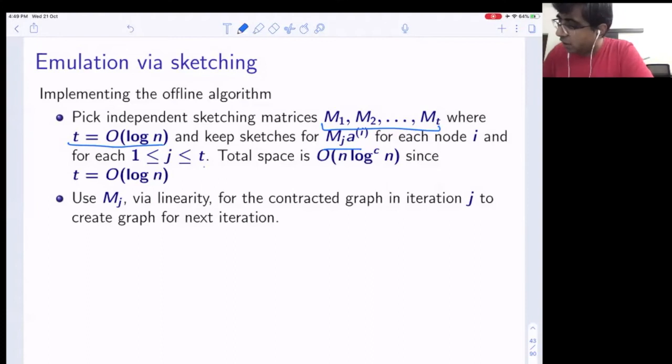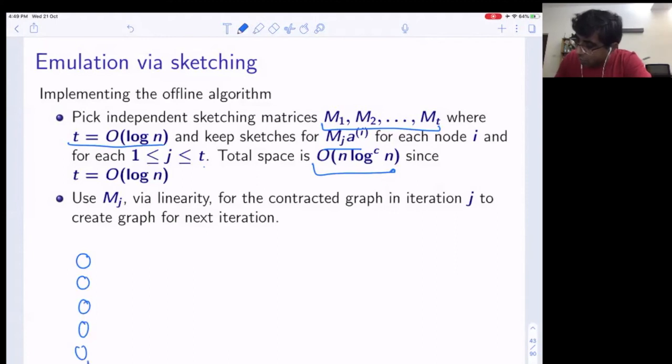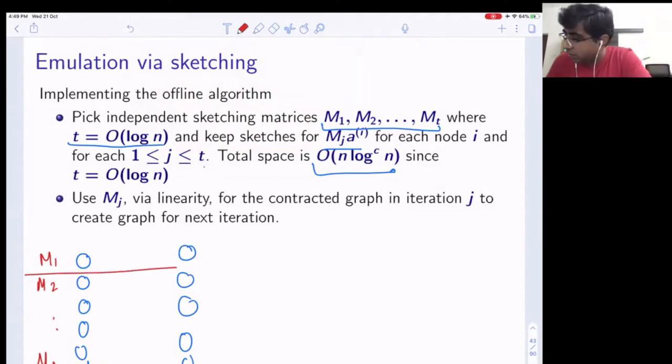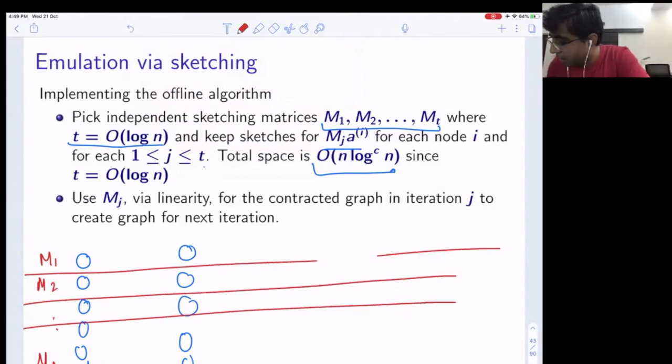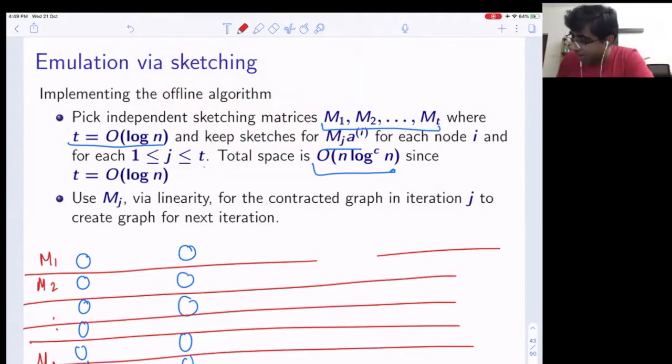So what is the total space? Total space is again n polylog n, since T is log n. For each vertex, you are going to keep not one sketch, but roughly log n sketches. And how do you create this? Well, this is created using M1, this using M2, and this using MT. Each sketch has size polylog n. So the total number of sketches we use is T times n, times some polylog n, and T is also polylog n. So in total, we have order n polylog n.